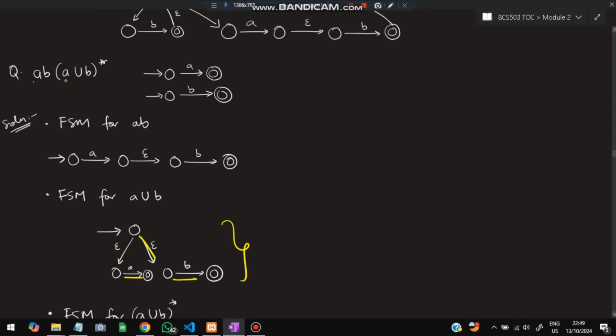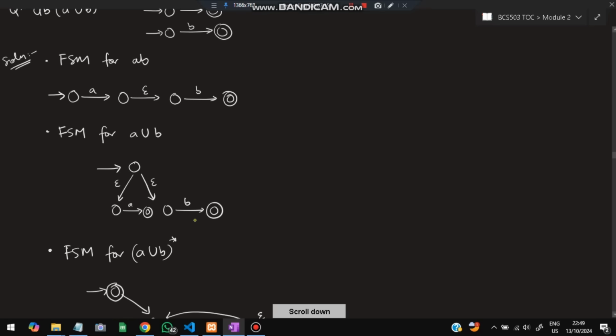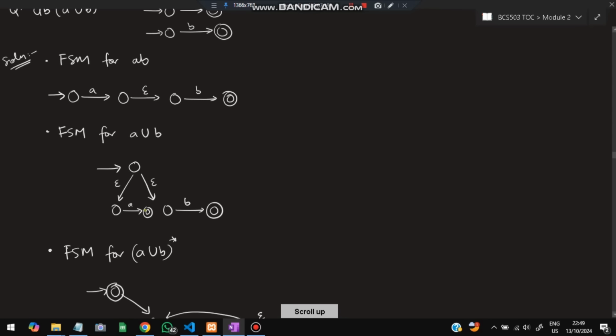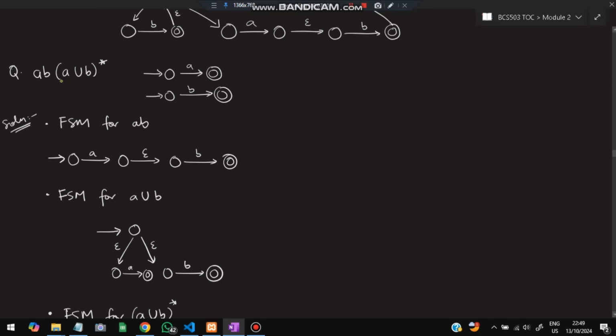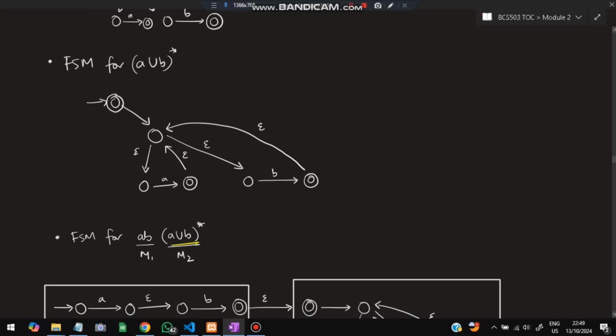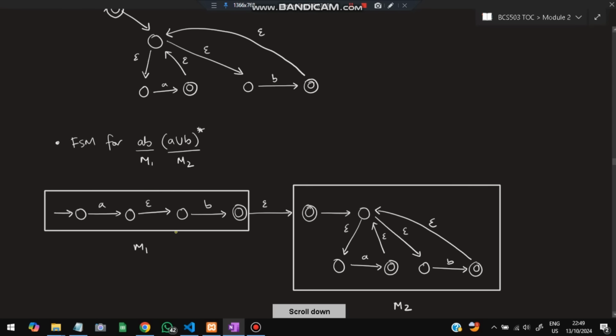Next, there is a concatenation between AB and this. But before that, A union B is repeated n number of times. So A union B repeated n number of times will look like this. Now you have to do the AB concatenation with A union B star. To concatenate, just write AB here, which we had got earlier. A union B star you also write here. In between them, just make an epsilon transition. That is how you do the concatenation.